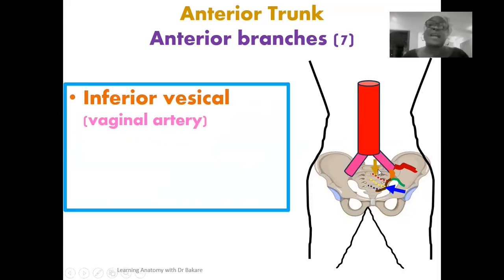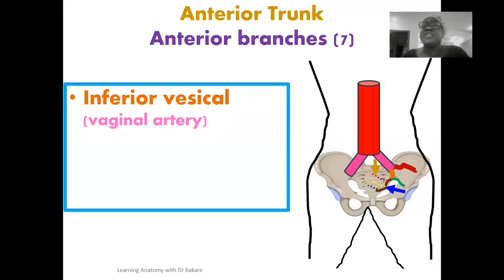We say vesical means urinary bladder. Remember previously we described the superior vesical artery, which emerges from the umbilical artery. We say that this artery supplies the superior region of the urinary bladder, which means the inferior region needs to be supplied by another vessel, and this is what will be supplying that region.